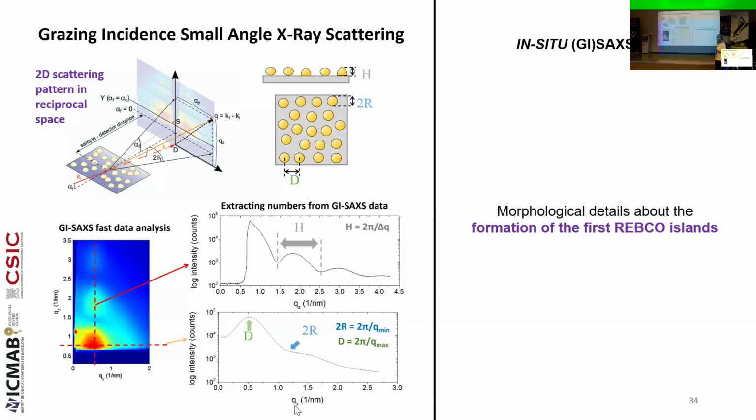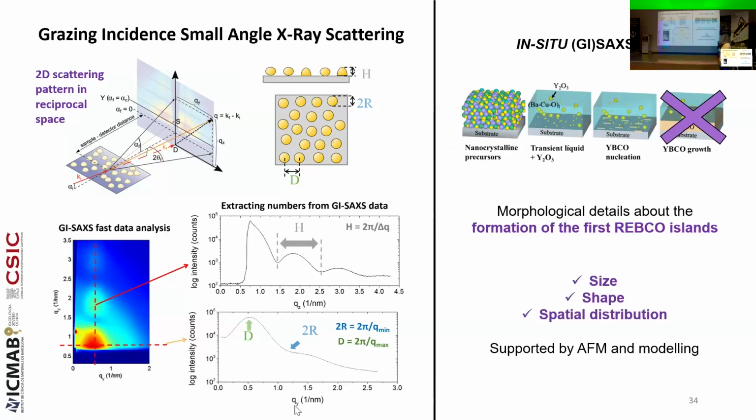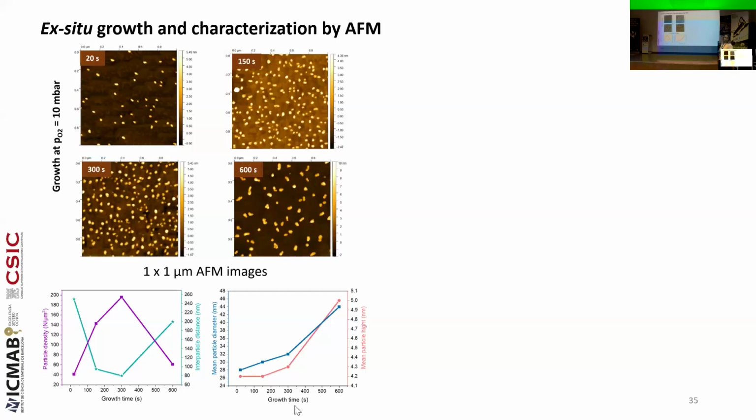And what we really wanted to obtain from this is the morphological details about the formation of the first REBCO nuclei during the TLAG process, in order to get the size, shape, and spatial distribution of the nuclei, which also is supported by AFM imaging and modeling. So, of course, we couldn't go directly to the GISAXS without knowing anything about the nucleation of REBCO on STO by TLAG. So we did some preliminary studies with atomic force microscopy.